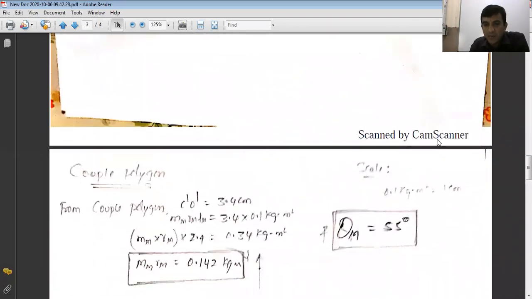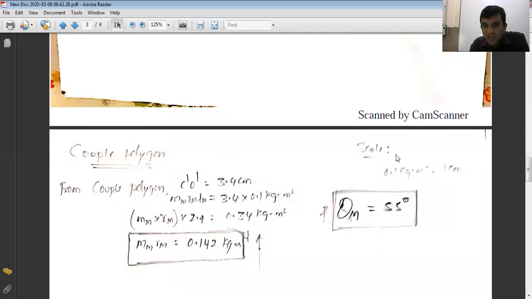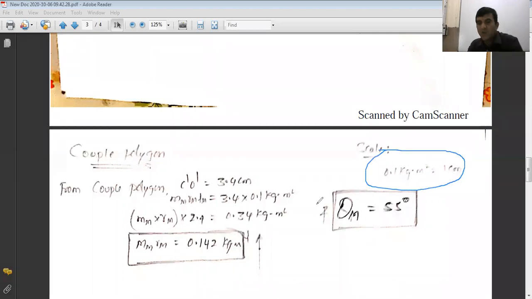See the scale in the couple polygon. In the couple polygon, what is the scale? Sorry, I have written in pencil here. 0.1 kg meter square is equal to 1 centimeter. Yes, is it visible? Yes, sir, visible, sir.